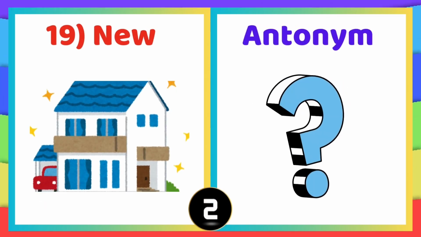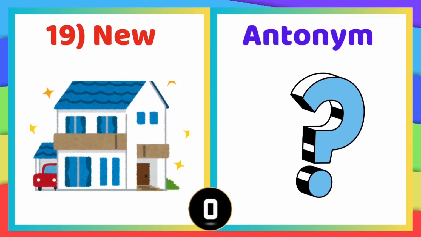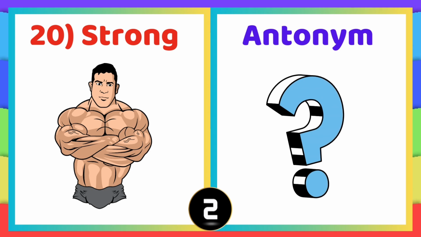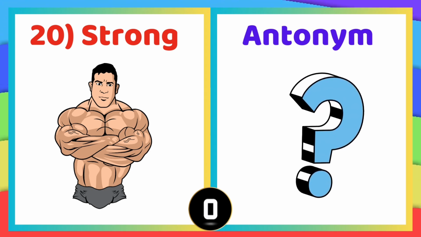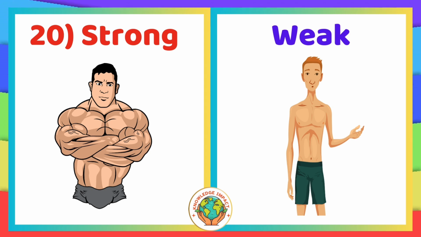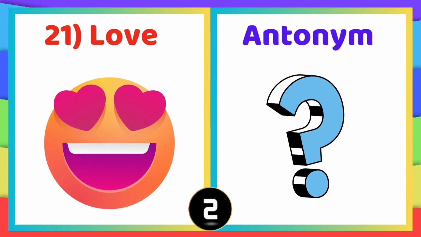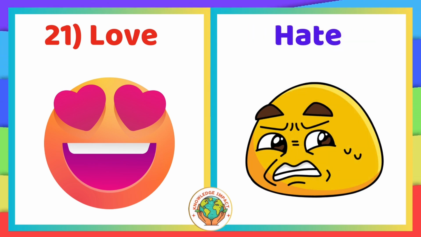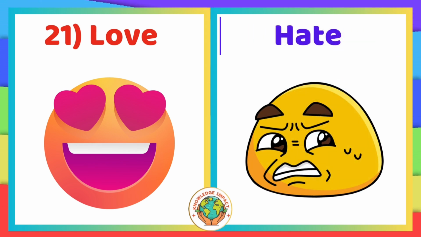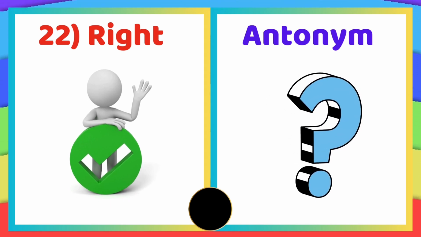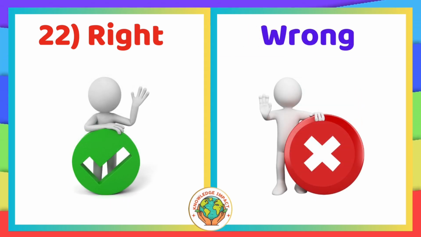Can you name an antonym for new? Old. Can you name an antonym for strong? Weak. What's the antonym of love? Hate. If right is one side, what's on the other side? Wrong.